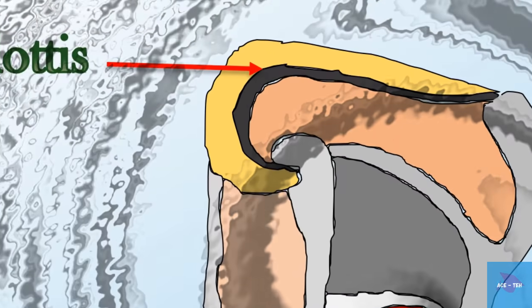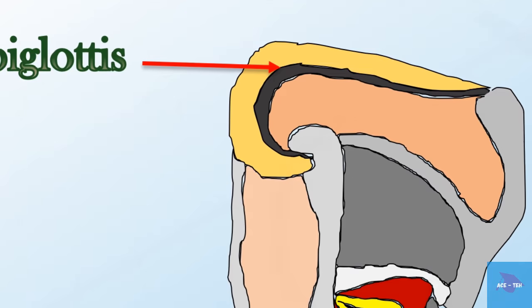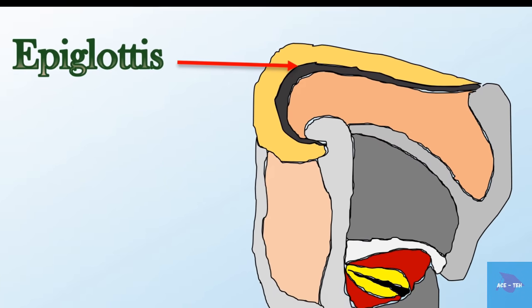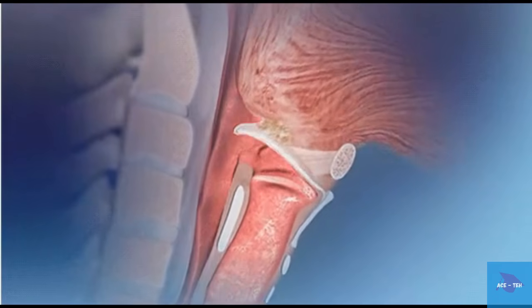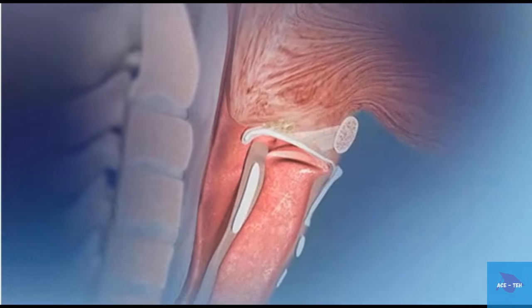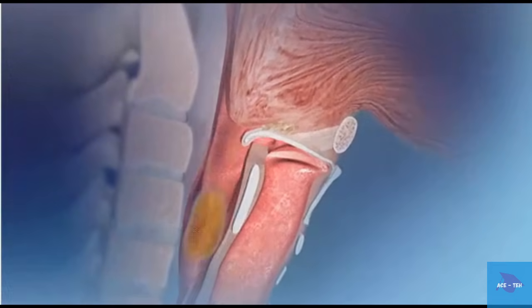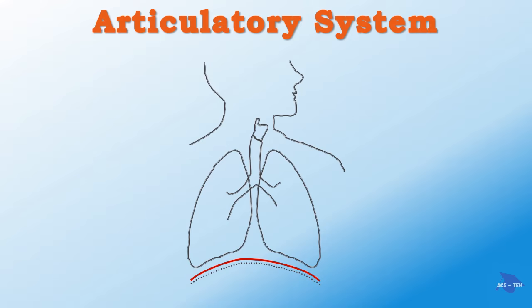Now we are moving up the larynx. There is a leaf-shaped flap in the throat behind the tongue and at the front of the larynx. It is called the epiglottis. It shuts off the entrance to the larynx when we swallow food. Further moving up the larynx, we reach our articulatory system.